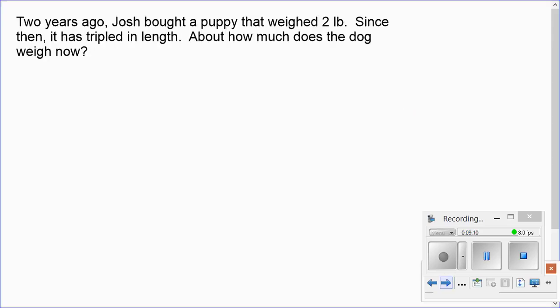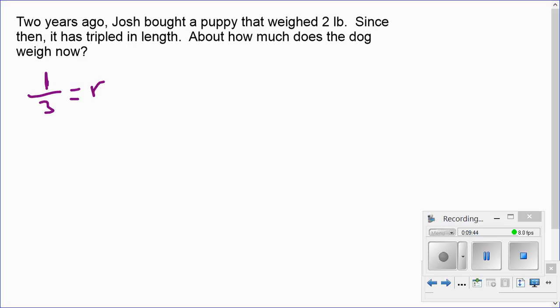Okay. Last example for today. So 2 years ago, Josh bought a puppy that weighed 2 pounds. Since then, it has tripled in length. Notice it's tripled in length, not weight. About how much does the dog weigh now? Okay, so the dog, whatever the dog's length was originally, that doesn't matter. This is similar to that last problem. So we'll just call that 1. And then it tripled in length, so that would be 3. So the ratio for the linear measurement length is R is 1/3.